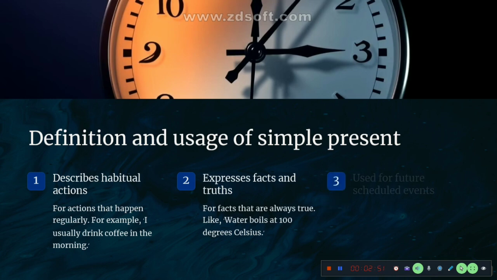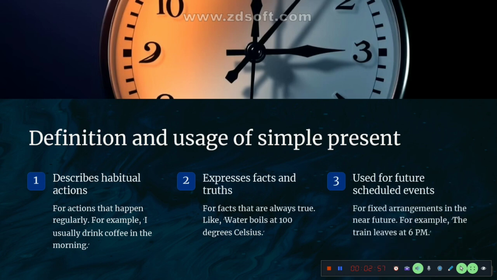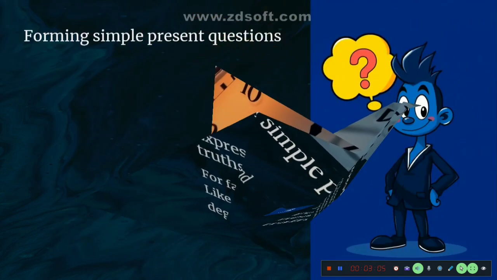Number three, use for future scheduled events. Okay, for fixed arrangements in the near future. For example, the train leaves at 6 p.m. In this situation, we use simple present too. Next slide.